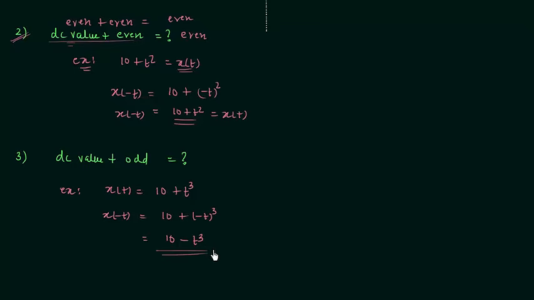So this signal is neither even nor odd, because the condition of an odd signal is x(-t) equals minus of x(t), but 10 minus t cube is not equal to minus of x(t). It is not equal to minus of x(t), and it is also not equal to x(t). So when we add an odd signal to a DC value, we will have neither even nor odd. So the third property is about the addition of an odd signal to a DC value.